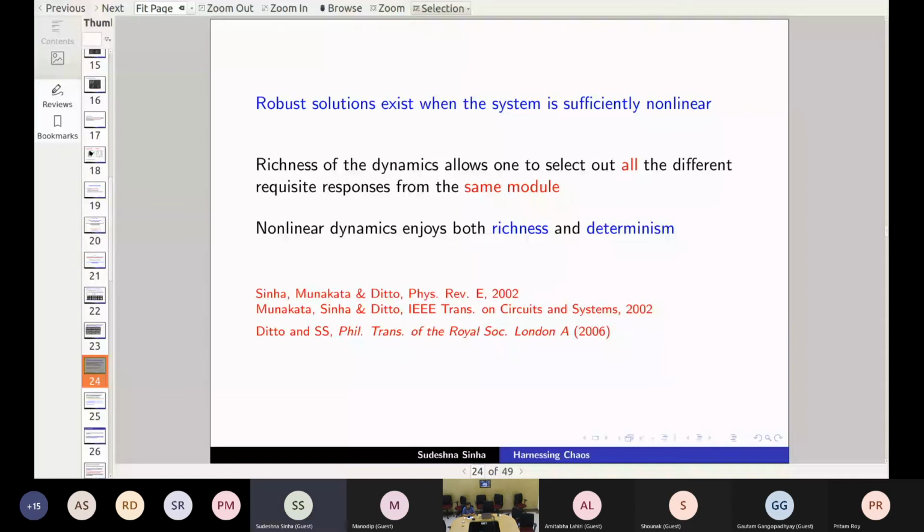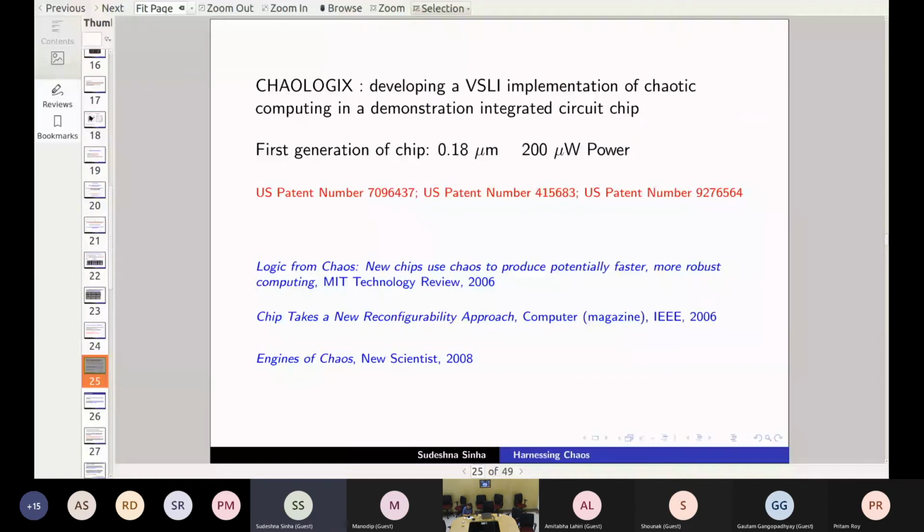And this is Chaologics, which has been developing this implementation over a whole bunch of patents. And it has a chip. I think it's done better now, and it's sold off to another company. I never understand how these companies work. But anyway, this is its current state, the last time I looked. And various people seem to think from the engineering side that it has promise.